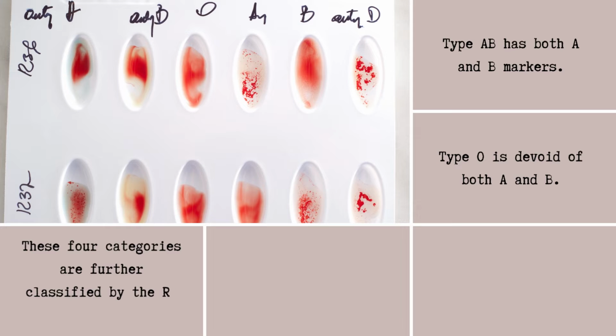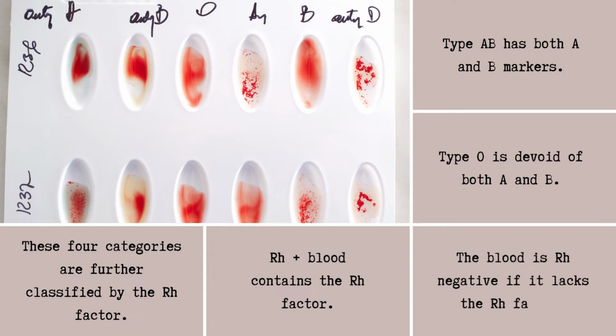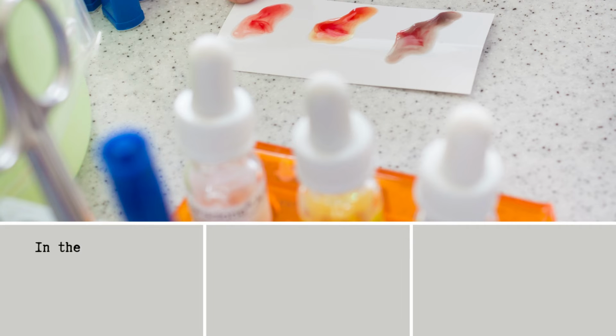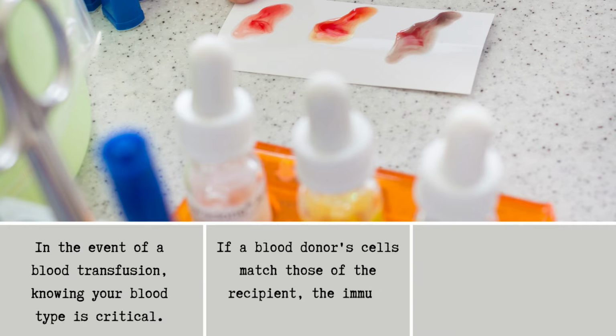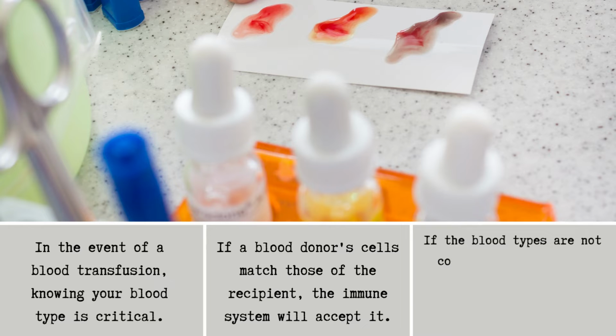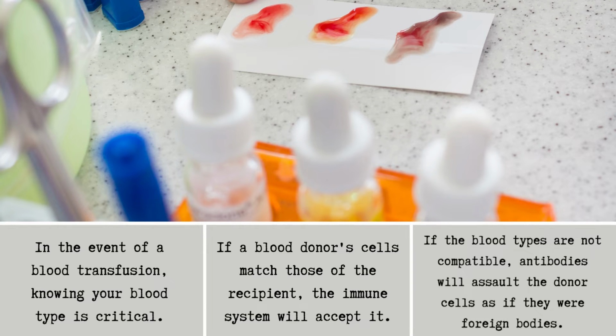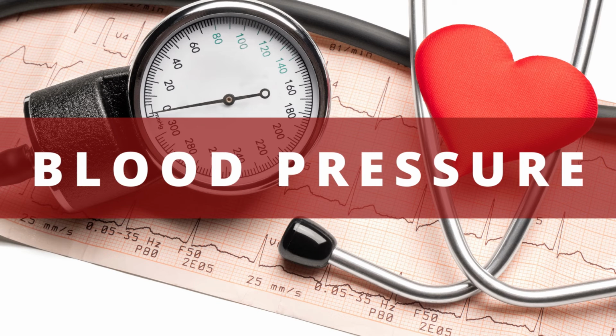These four categories are further classified by the Rh factor. Rh plus blood contains the Rh factor. The blood is Rh negative if it lacks the Rh factor. In the event of a blood transfusion, knowing your blood type is critical. If a blood donor's cells match those of the recipient, the immune system will accept it. If the blood types are not compatible, antibodies will assault the donor cells as if they were foreign bodies.